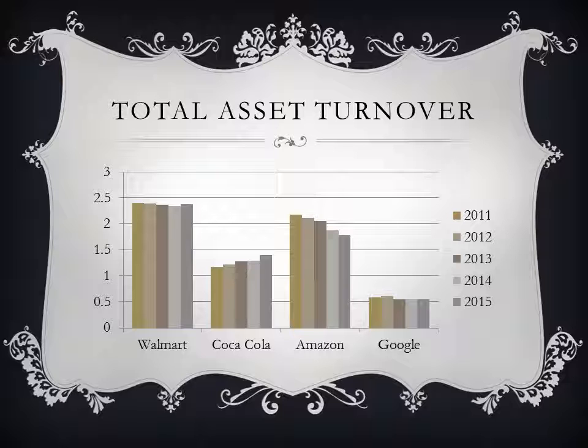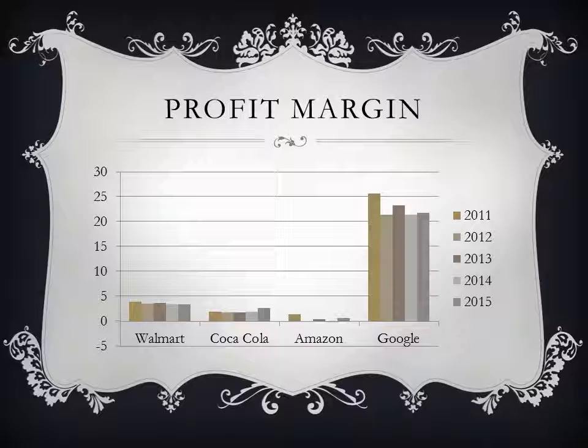The profit margin ratio shows what percentage of sales are left over after all expenses are paid. Google has the most. Amazon went negative, as you remember I talked about earlier also.